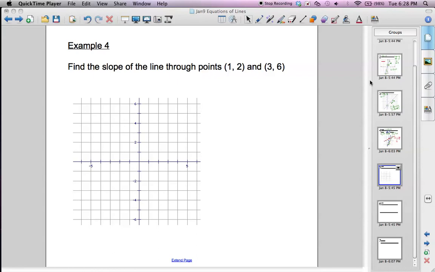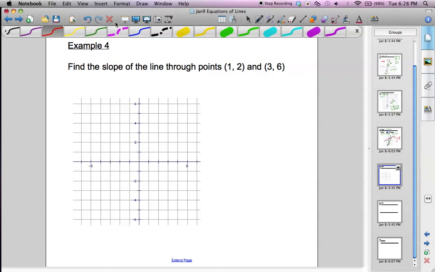Hello, this is Mr. Collier, and today we're going to be finding the slope of a line using 2 points that are on the line.